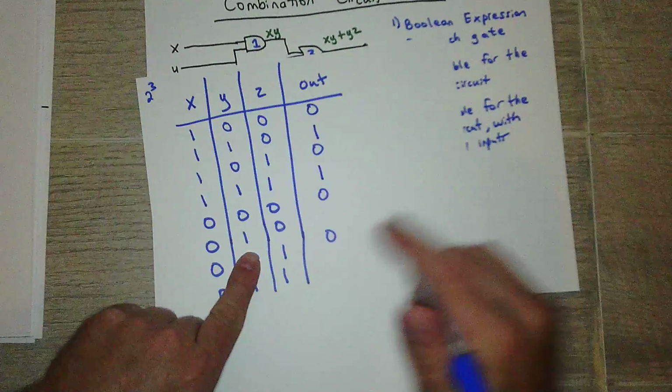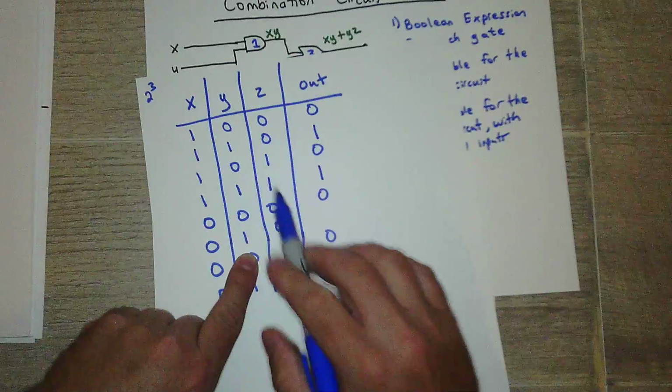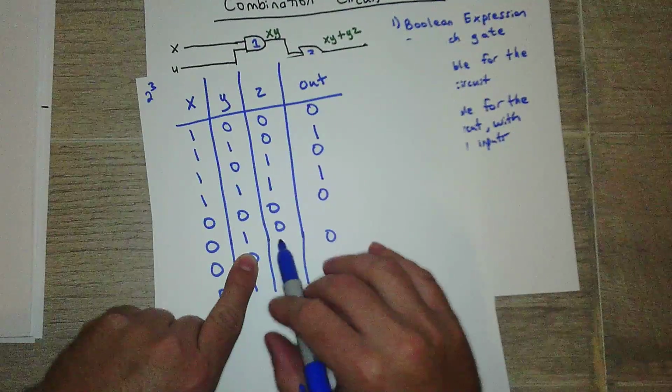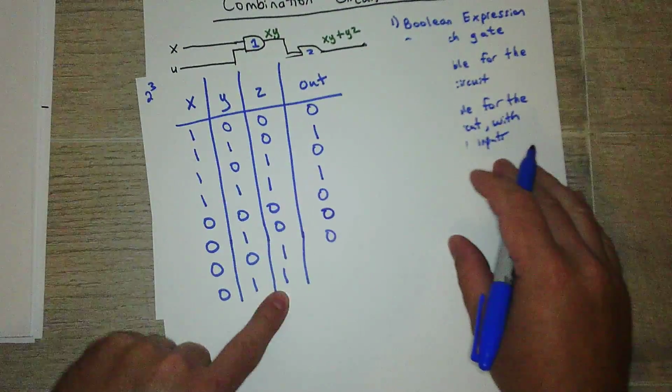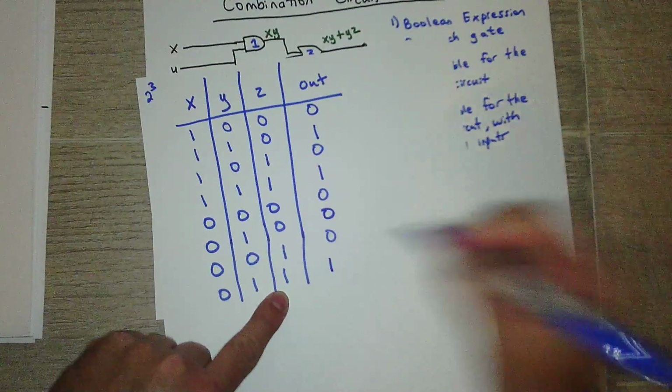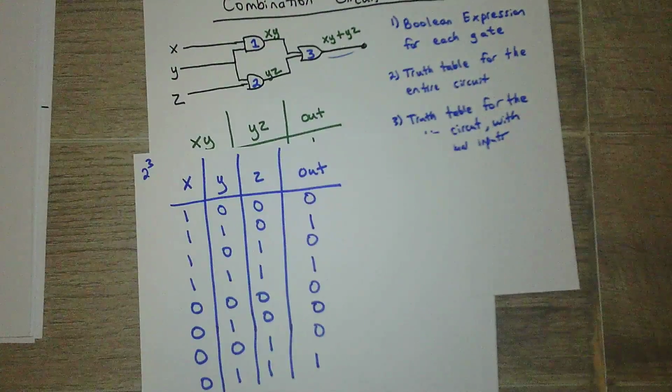And what about here? Y is on, but are X and Y on? No. What about Y and Z? No. So the output would be off. And then here we have Y and Z. Okay, so that's pretty much the review.